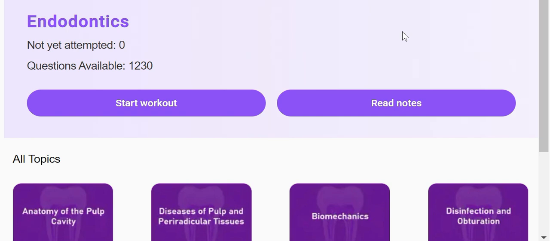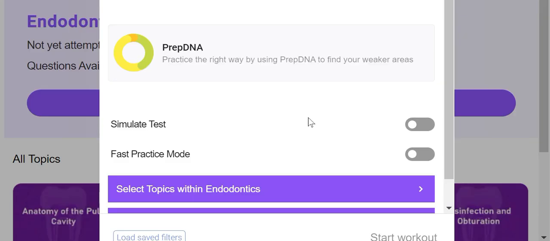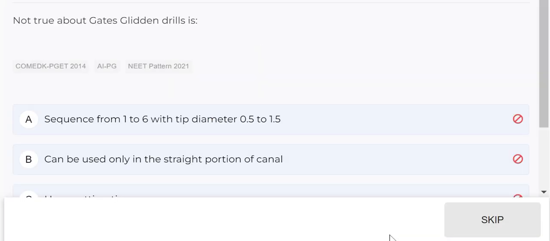Hello everyone, let's practice some Endodontics MCQs. While I recite the questions, you get ready with your answer in your mind.